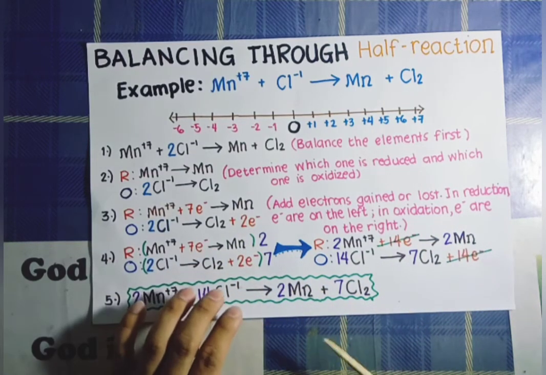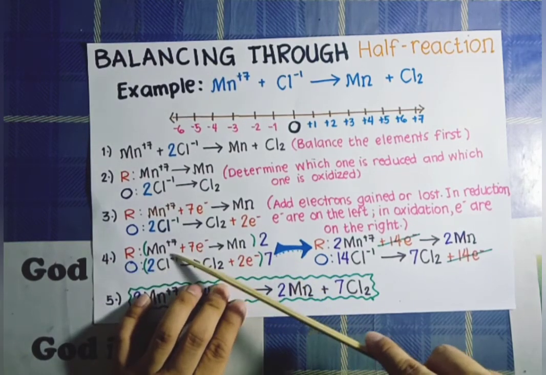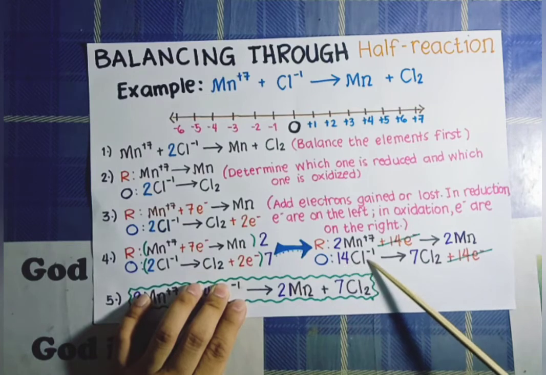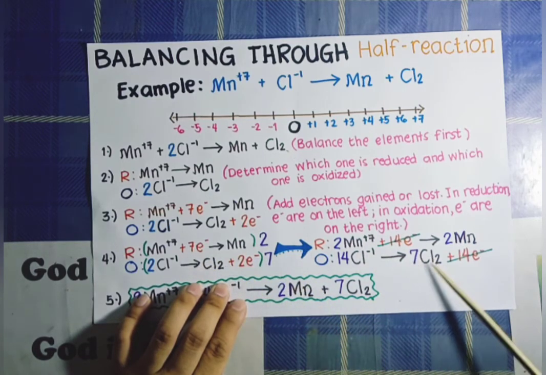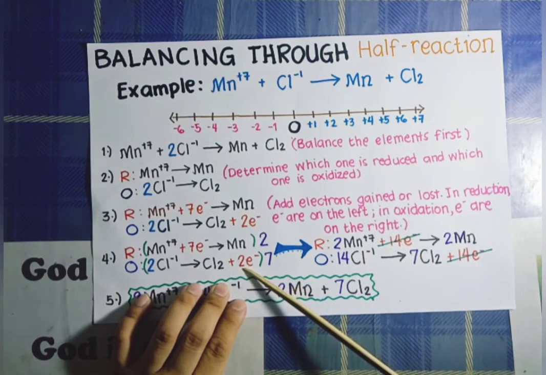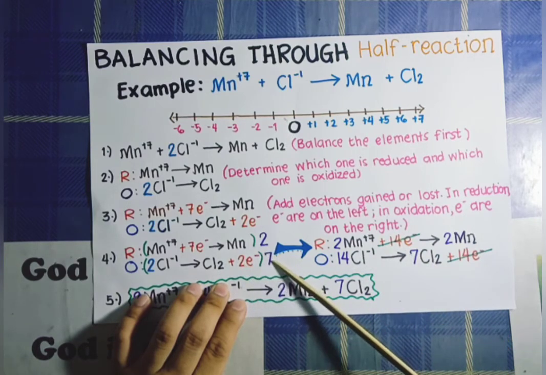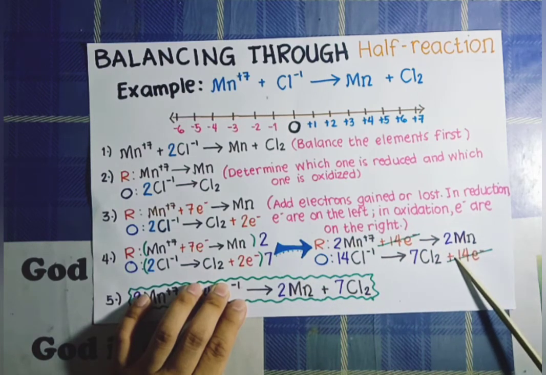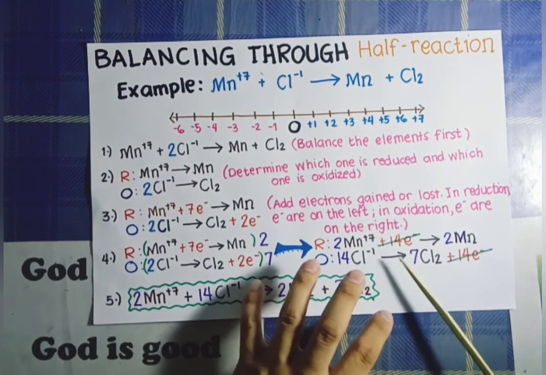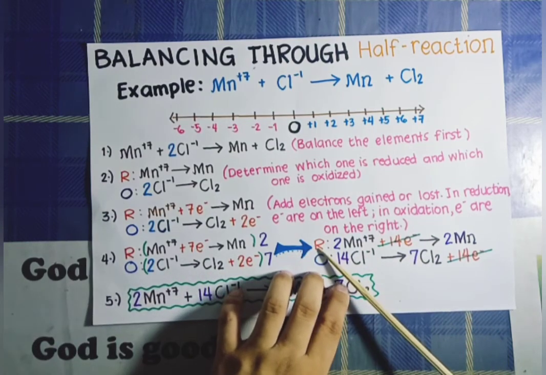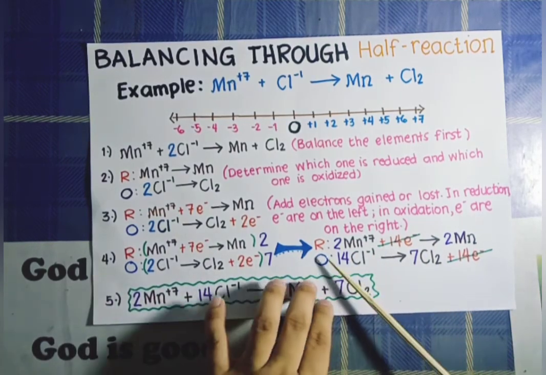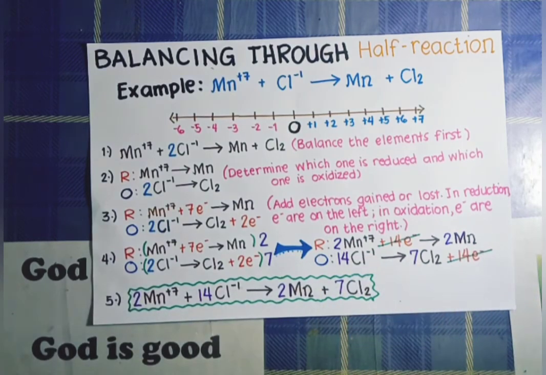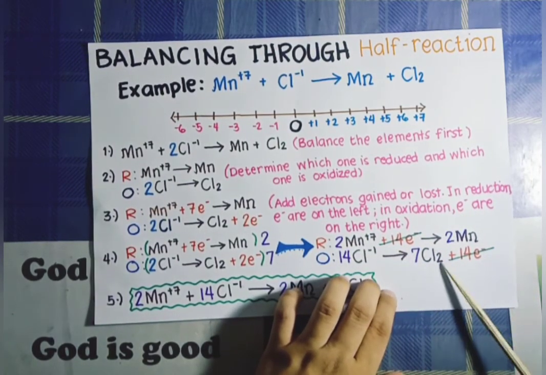For our oxidation, we have 7 times 2 chloride ions with a charge of -1, and that is 14 chloride ions with a charge of -1. For chlorine gas with no charge at all, that's 7 times 1, which is 7 chlorine gas. And for our electrons, 2 electrons times 7 is equal to 14 electrons. As we can see, the 14 electrons in reduction can be found on the left side of our equation, and the other 14 electrons in oxidation can be found on the right side of our equation. Therefore, we can cancel these 14 electrons.